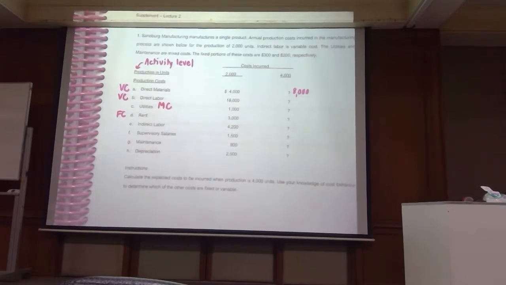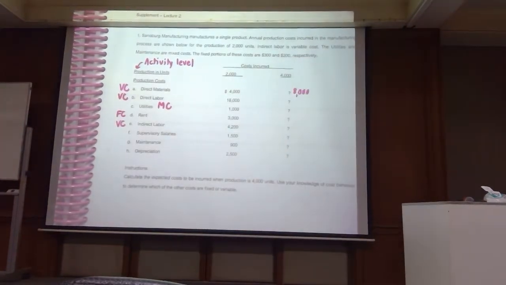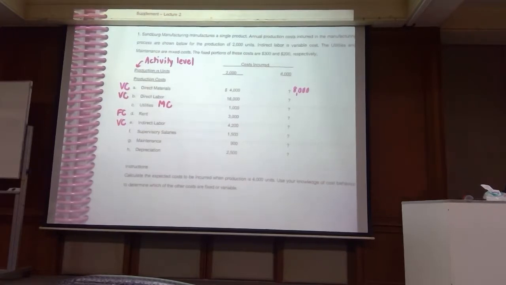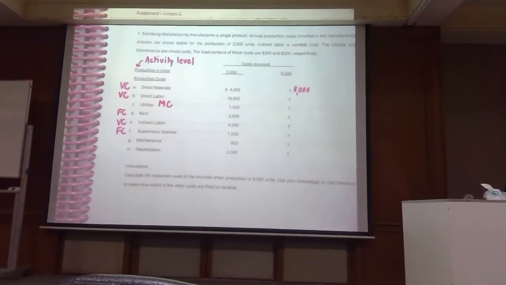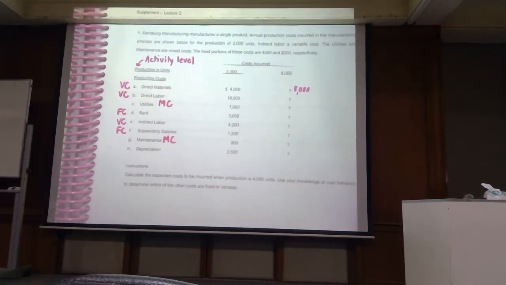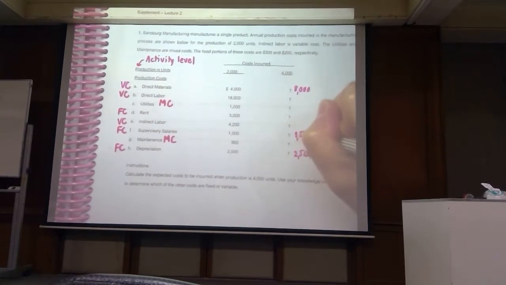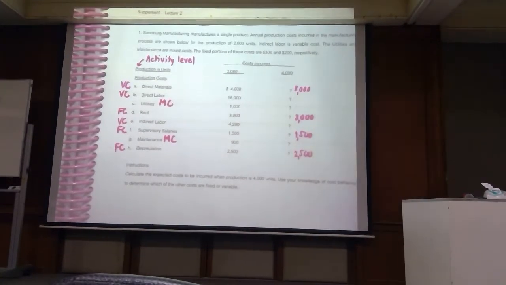And how about indirect labor? Actually, indirect labor can be both, but to make it easy, let it be the variable cost, okay? And how about the supervisory salary? This one is also fixed cost as well, okay? And the maintenance, this one is mixed cost, it is given, and the depreciation expense is fixed cost for sure, okay? For the fixed cost, it's easy because it remains constant. So this guy remains constant, okay?